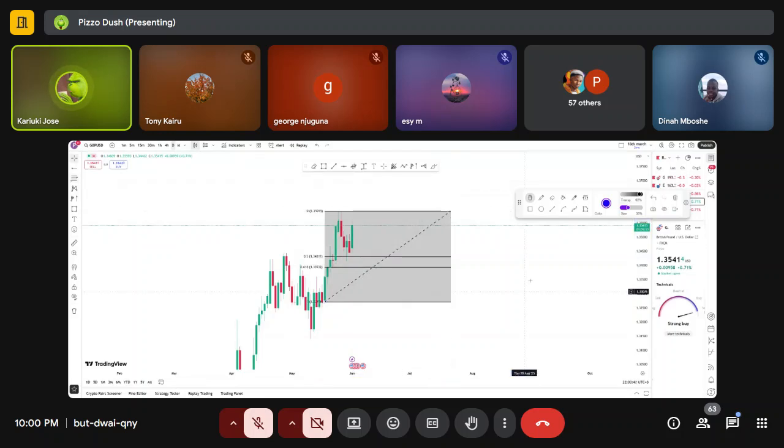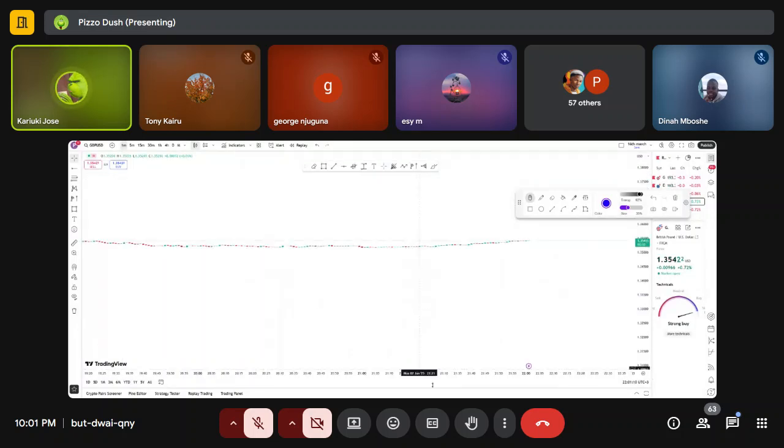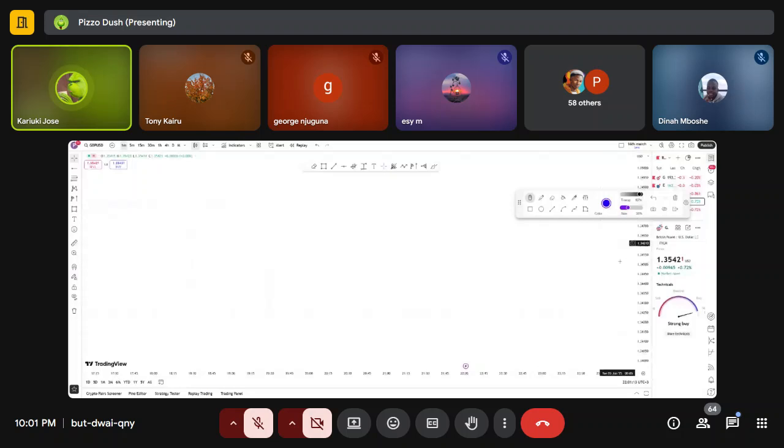So nimeweka from this low to this high. Once ime drop ikaingia in between this zone imefanya nini? Ilikuwa nafaa kutafuta buy positions. So works perfectly on any time frame. Obviously the higher the time frame, the higher the reward. The lower the time frame, utakuwa unakula kidogo kidogo.